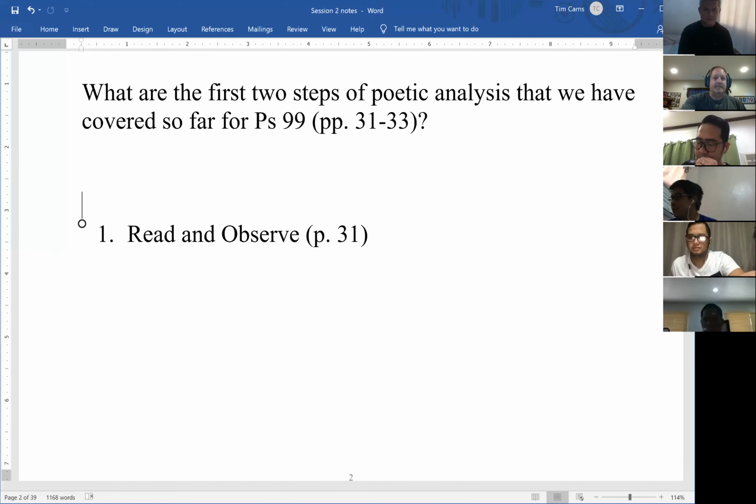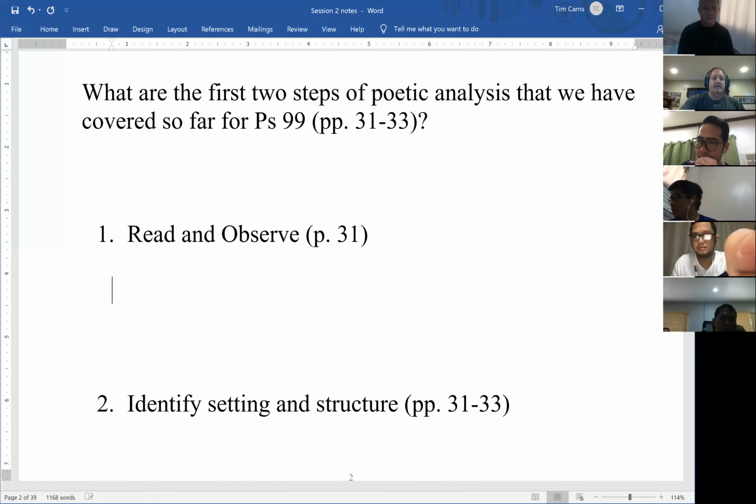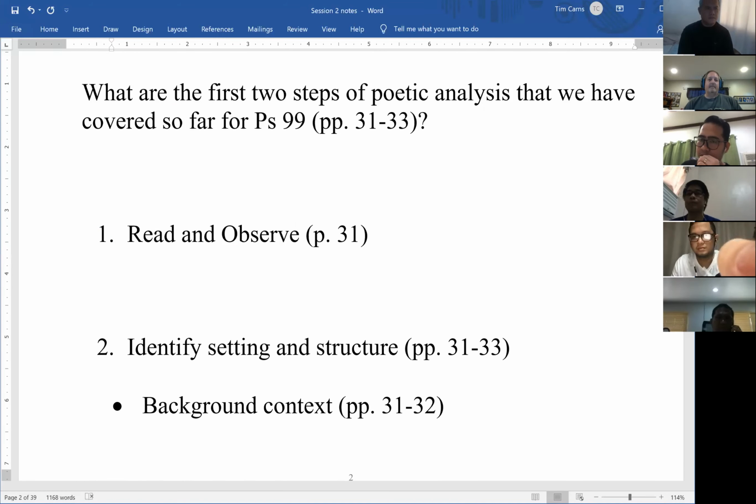Following that step, we spent some time looking at the setting of the poem. That's the next step. First, read in several translations, read over and over. And as I suggested last week, if it's a small enough psalm, go ahead and start memorizing it. I found that to be very helpful. Once you've done that, you're now ready to first examine the setting of the psalm.